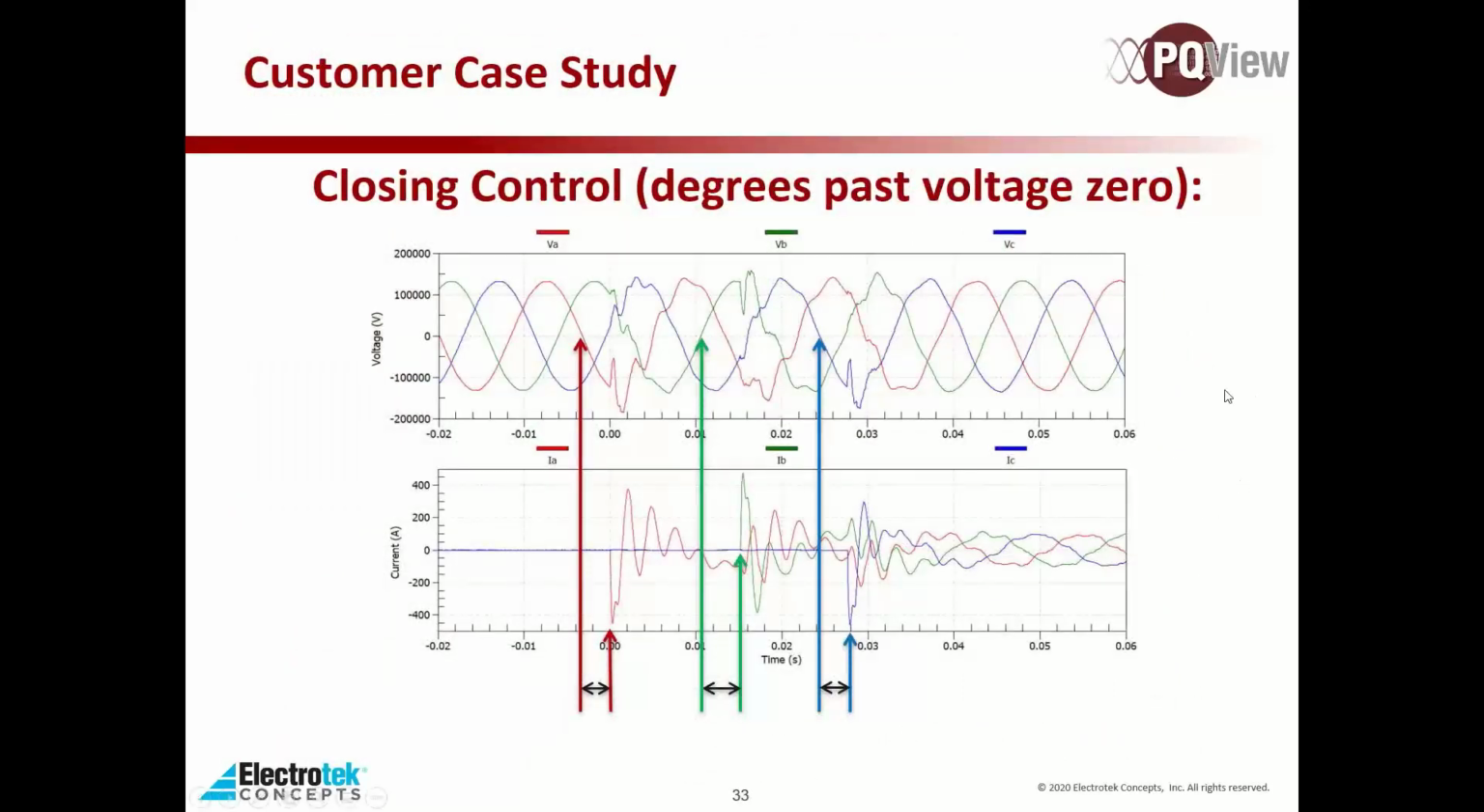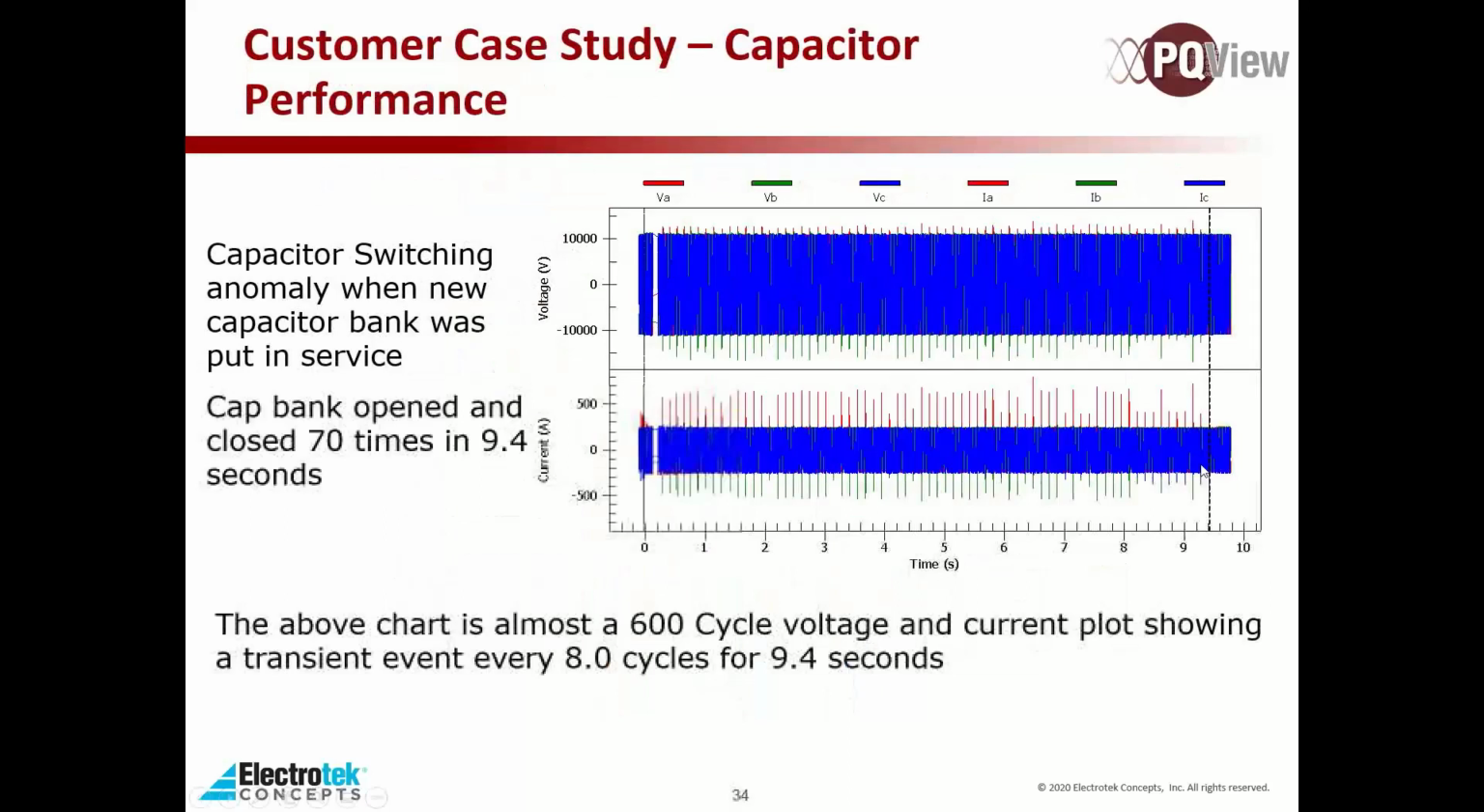Another case study here: a customer showing what's supposed to be a zero crossing breaker, or zero crossing switch. You can see that, using PQView, they were able to identify that it actually wasn't crossing on the zero, and here's the corresponding current inrush as a result. So it's supposed to be crossing right here, but by looking at the current, they could see when it was actually closing. So you can help identify equipment that's not operating properly.